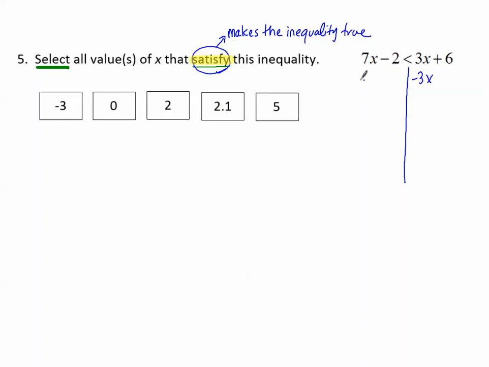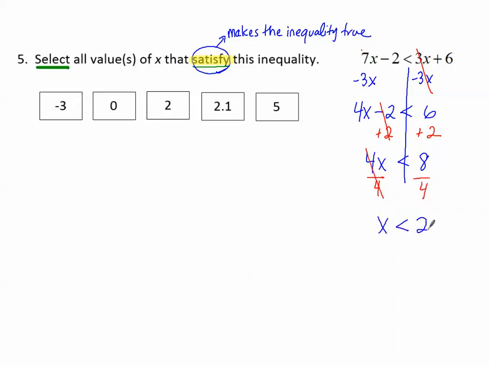I'm going to subtract 3x from both sides. 7x minus 3x is 4x. And now I want subtracting 2 to not be there, so the inverse is adding 2. Addition property says added on both sides. So 4x is less than 8. And then finally, the inverse of multiply is divide. So x is less than 2.